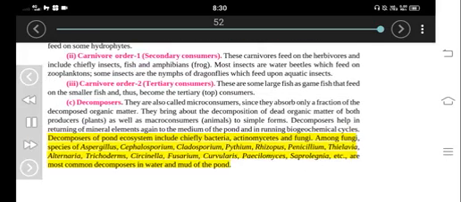Among fungi, species of Aspergillus, Cephalosporium, Cladosporium, Pythium, Rhizopus, Penicillium, Thielavia, Alternaria, Trichoderma, Circinella, Fusarium, Curvularia, Polycoelomyces, Cyprillenia, etc., are most common decomposers in water and mud of the pond.